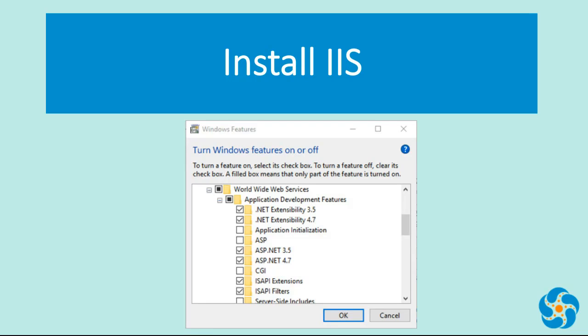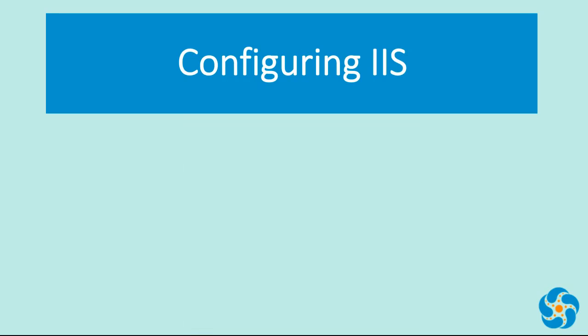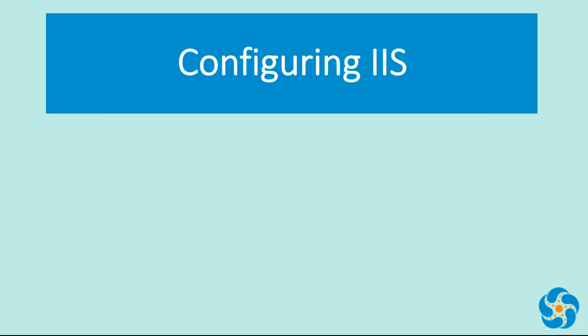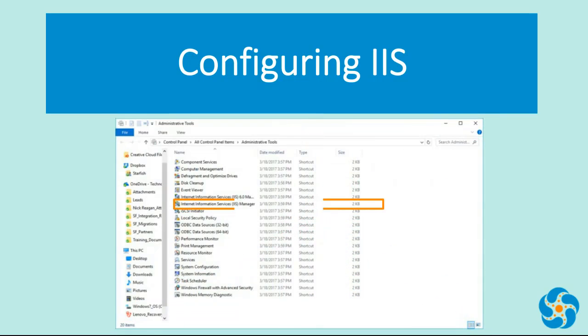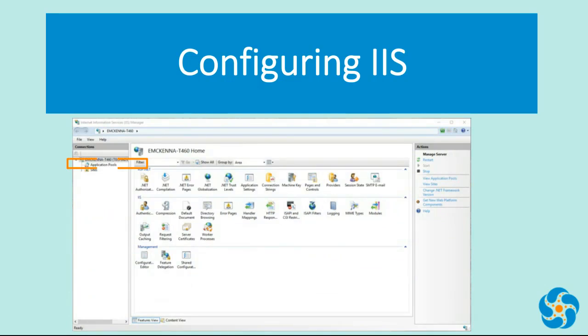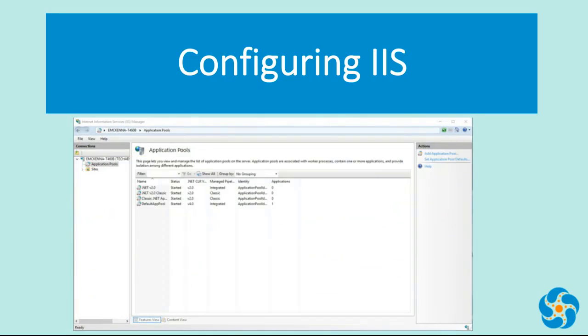Now that IIS is up and running, we have to configure it to support StarfishETL. So let's go back to the Control Panel, and this time we select Administrative Tools. From the Administrative Tools menu, we select Internet Information Services Manager. Expand the computer on the left and select Application Pools. Now on the right, under Actions, select Add Application Pool.